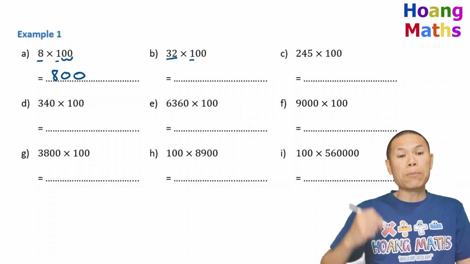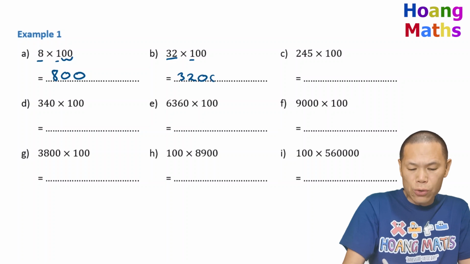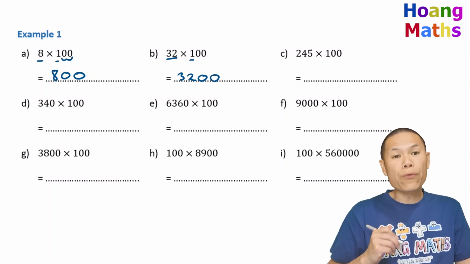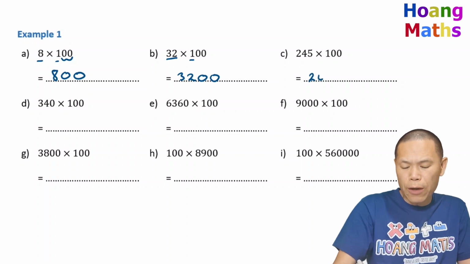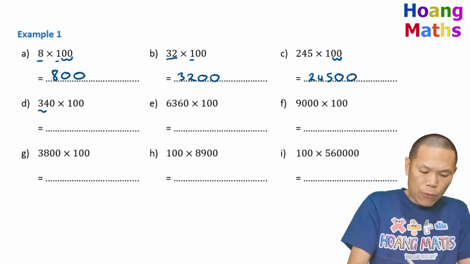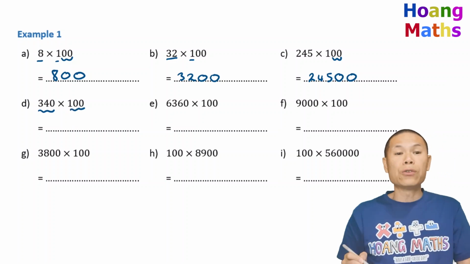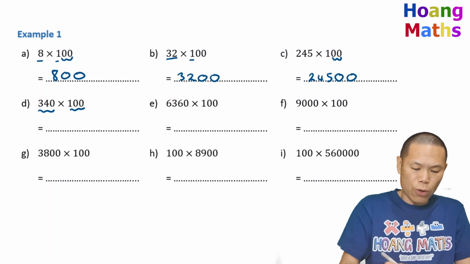Now 32 times 100. 32 times 1 is 32, and we just add these 0s. 245 times 100. Again, we just write 245, and we just need to add these 0s. So there you go. Part D. We have 340 times 100. We just write 340 down, and we add the 0s.